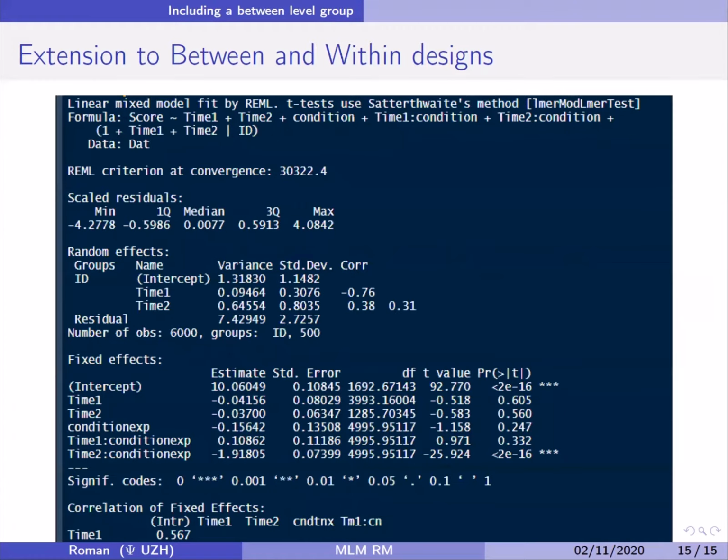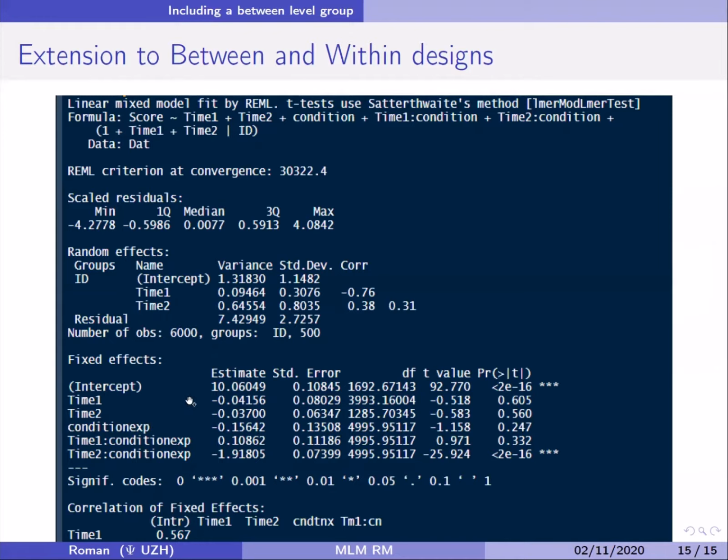Okay, so here's our model results. Let's break these down. Starting with the intercept. Because the control condition is coded as 0, the intercept is telling us the expected value at time 0 for the control condition on the DV here. So this is the expected value for the control condition because it is coded as 0. Notice here that it says condition EXP. This is the comparison group, okay?